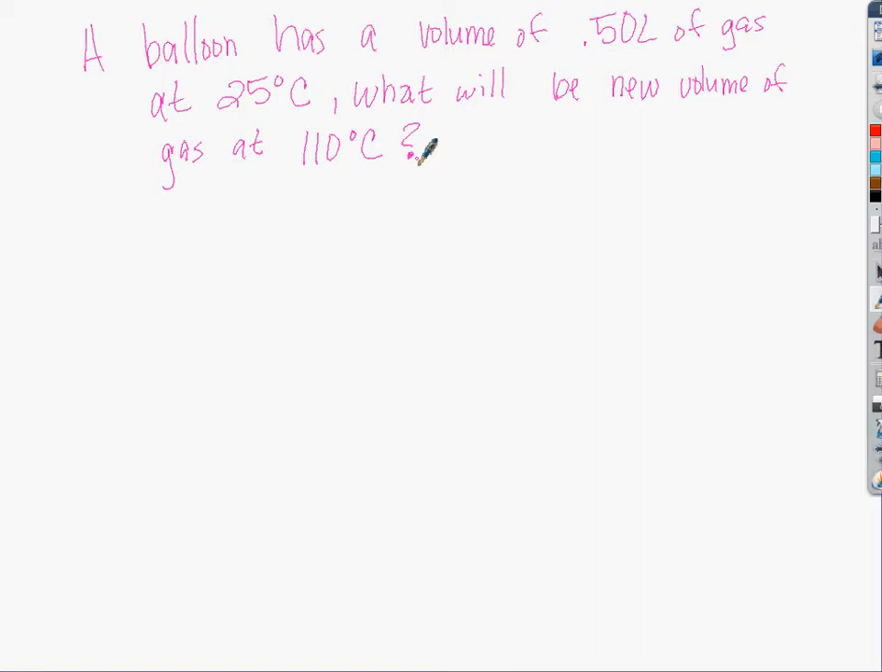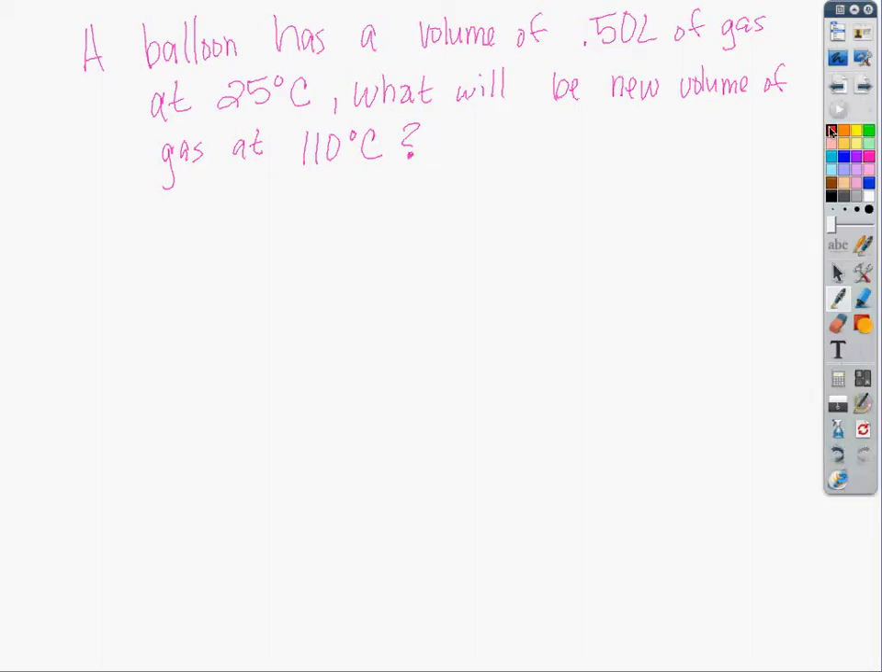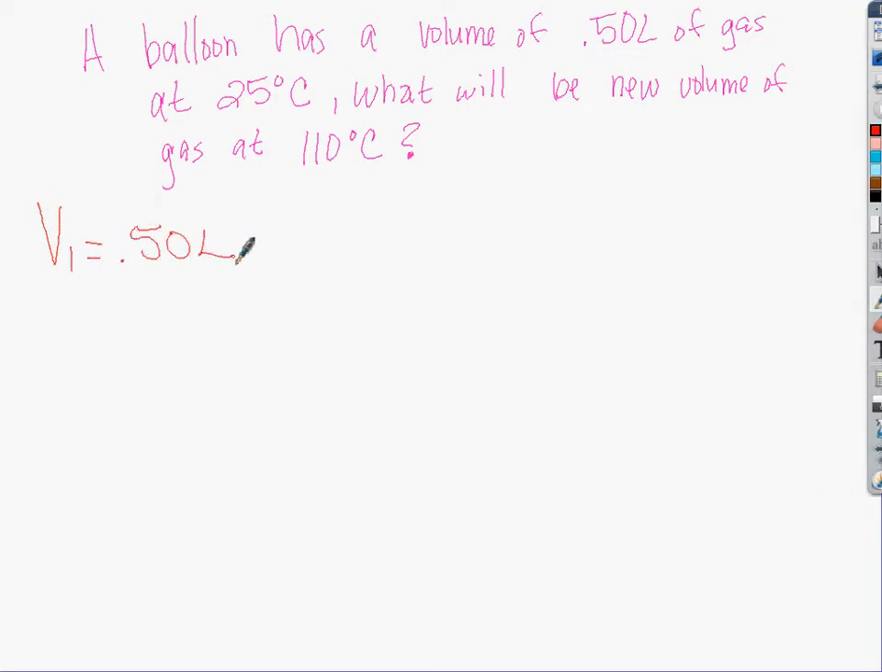Now, let's start getting all this labeled. So, a balloon has a volume of 0.50 liters of gas at 25 degrees Celsius. So, what is 0.50 liters? The volume. So V1 is equal to 0.50 liters. Okay? And then, what does that make 25 degrees? Temperature 1, because it's at that volume, it is this temperature. Okay? So what will the new volume be of the gas at 110 degrees Celsius? So what's that measuring then? T2. And then what am I looking for? V2.